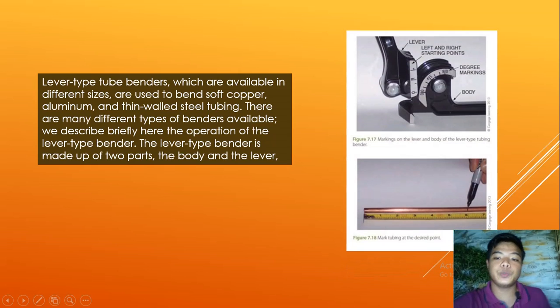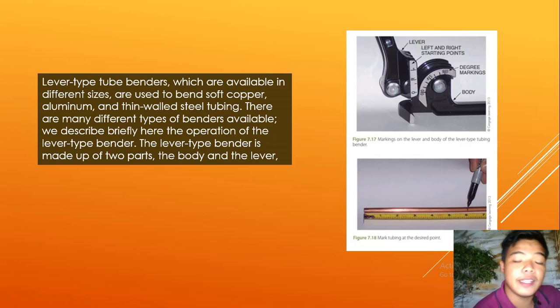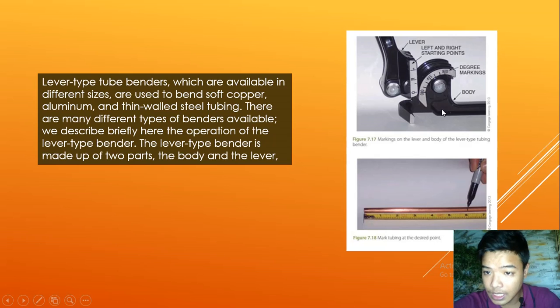Then lever type tube benders. Here is some other bender which are available in different sizes. This is used to bend soft copper, aluminum, and thin-walled steel tubing. There are many different types of benders available, so we describe briefly here the operation of the lever type bender. The lever type bender is made up of two parts, the body and lever. Here, the upper part is the lever, and the lower part is the body.